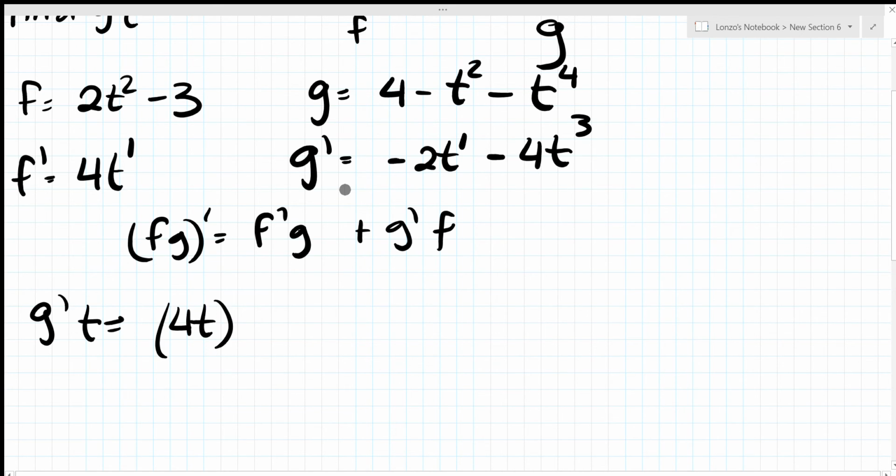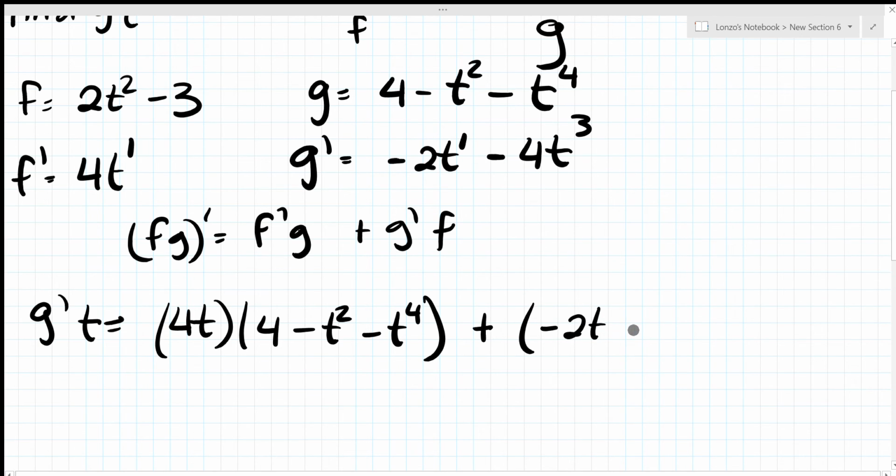times g, which is this long one, 4 minus t squared minus t to the 4th, plus g prime, which is this one, negative 2t minus 4t cubed, times f, which is this one, 2t squared minus 3. Now it's just simple foiling and then combining like terms.